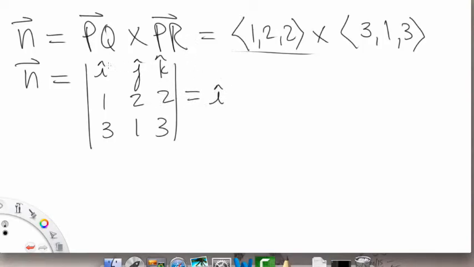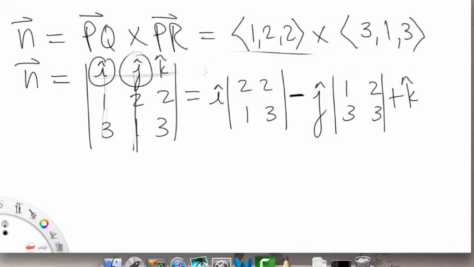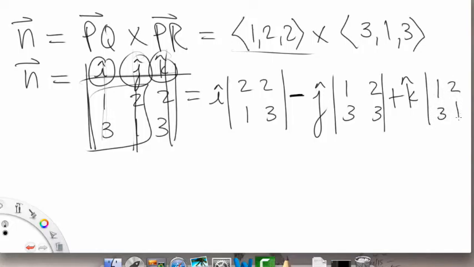Let's continue computing this. For our i hat, we circle it, cross out everything in line horizontally and vertically, and write the minor that's left over, 2, 2, 1, 3. Then we write in the all-important minus sign. For our j hat, we cross out everything in line with it and we're left with 1, 3, and 2, 3. Finally, for our k hat, we cross out everything in line with it and we're left with 1, 2, 1, 2, 3, 1.